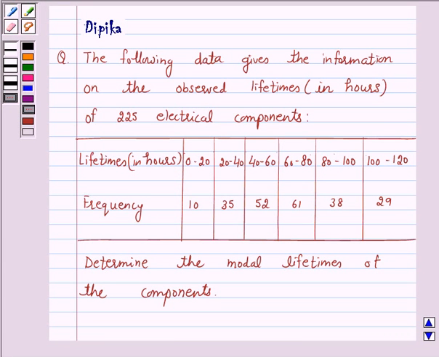I am Deepika here. Let's discuss a question which says the following data gives the information on the observed lifetimes in hours of 225 electrical components. Lifetimes in hours 0 to 20, frequency is 10, 20 to 40, 35, 40 to 60, 52, 60 to 80, 61, 80 to 100, 38, and 100 to 120, 29. Determine the modal lifetimes of the components.